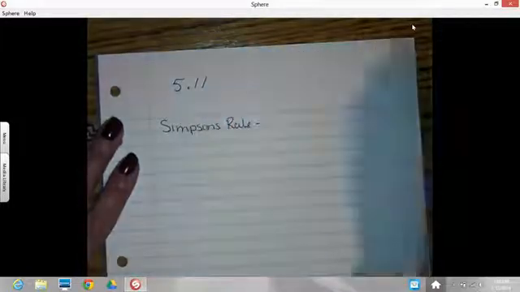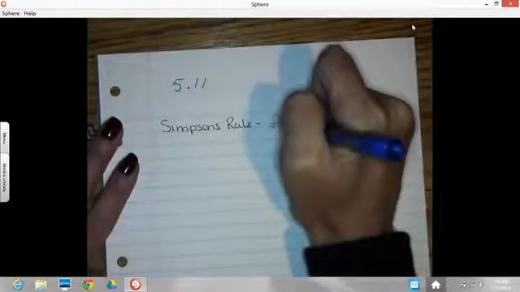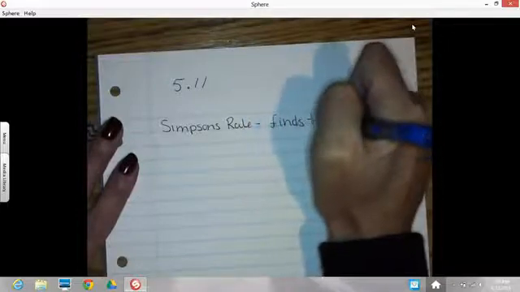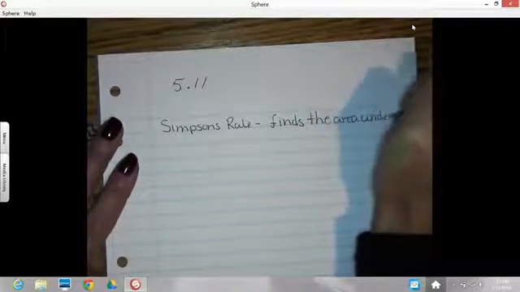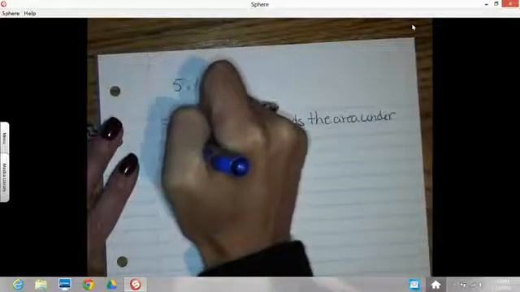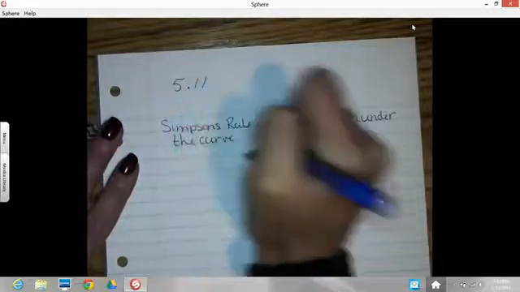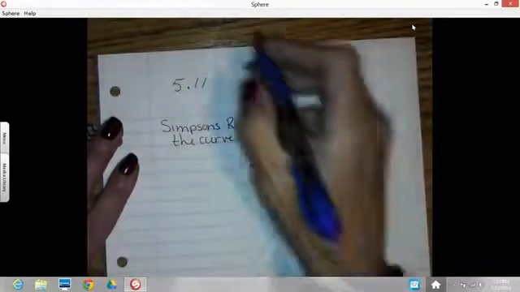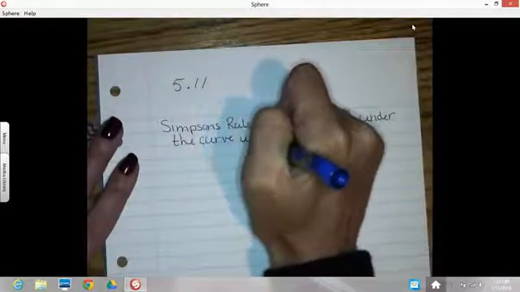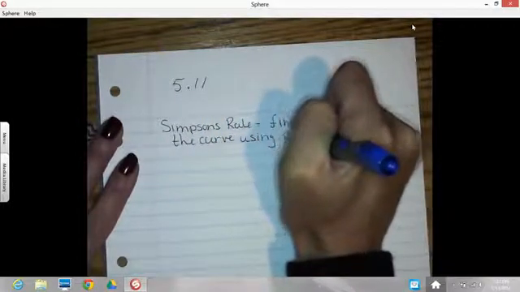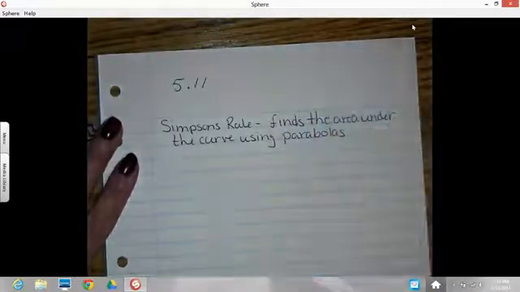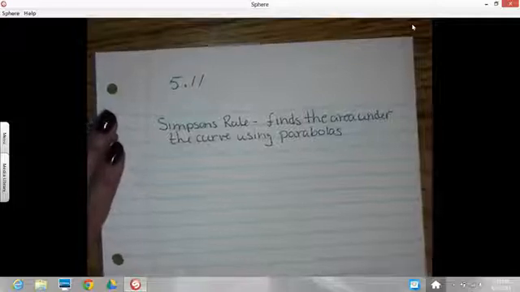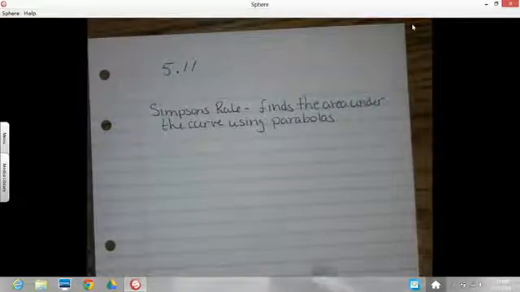Simpson's rule finds the area under the curve using parabolas. Okay, so if you go back and count all the ways we found area under the curve, you're going to just crack yourself up. We've done it so many ways.